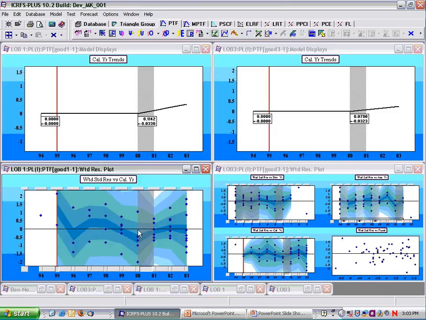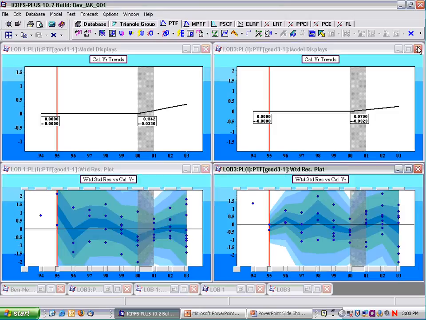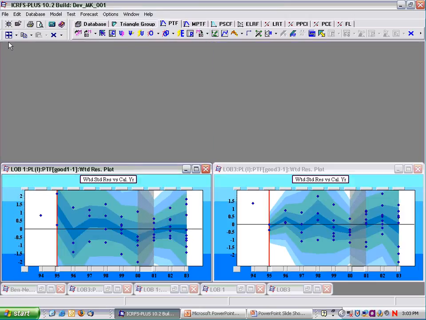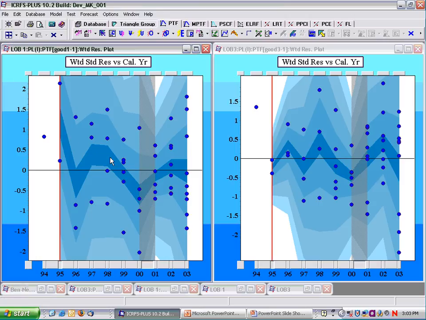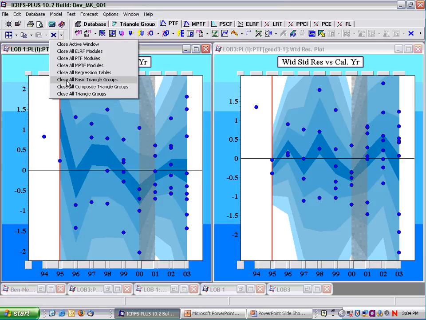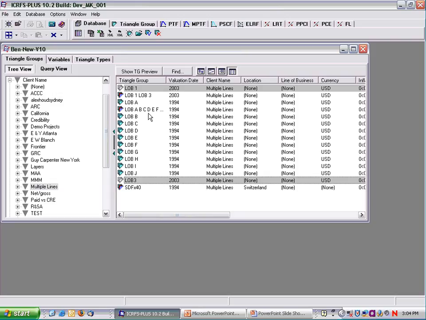If you now look at the residuals, let's close the model displays. If you look at the residuals carefully, let's look at the left starting in 1998. The residual pattern seems to be going down, decreasing up to 2000, then going up, then flattening from 2002 and 2003. On the right is a similar picture: 98 to 2000 is down, 2000 to 2002 is up, and then down. Okay, if we close the two triangle groups, we can create a composite.